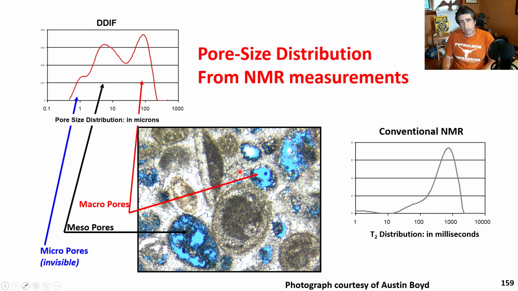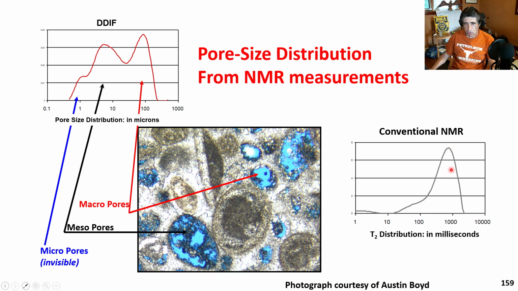Now, we have talked about this example before. This is a photograph courtesy of my friend Austin Boyd, where we have a carbonate that has micropores, mesopores, and macropores. And when we look at this from the point of view of the pore size distribution, we saw a trimodal distribution. So if you do a magnetic resonance measurement at 100% water saturation of this sample, you are going to see the relics, the suggestion of those three peaks, which is one peak. Of course, the area under the curve is going to be the total porosity of the rock.